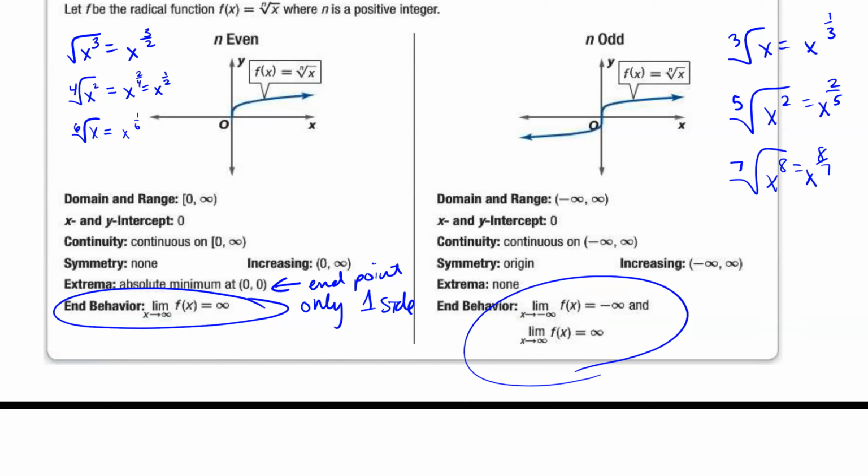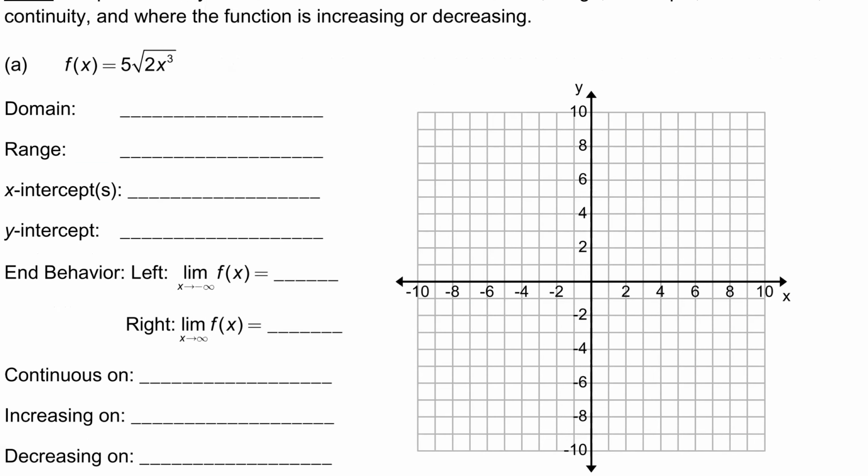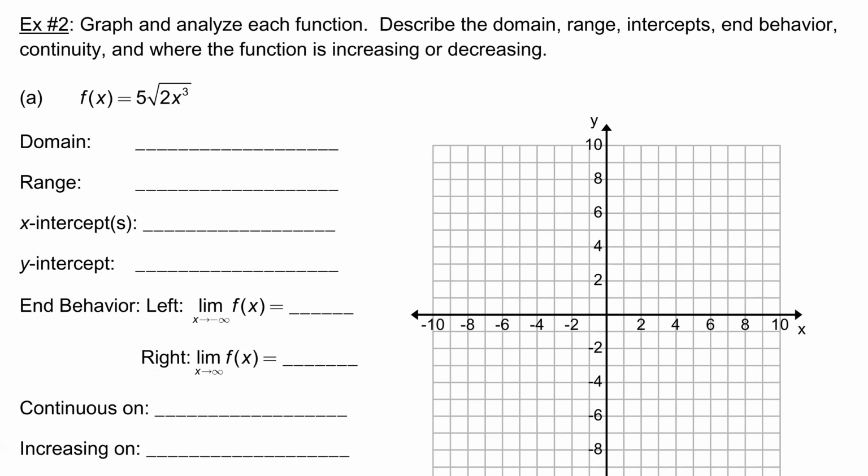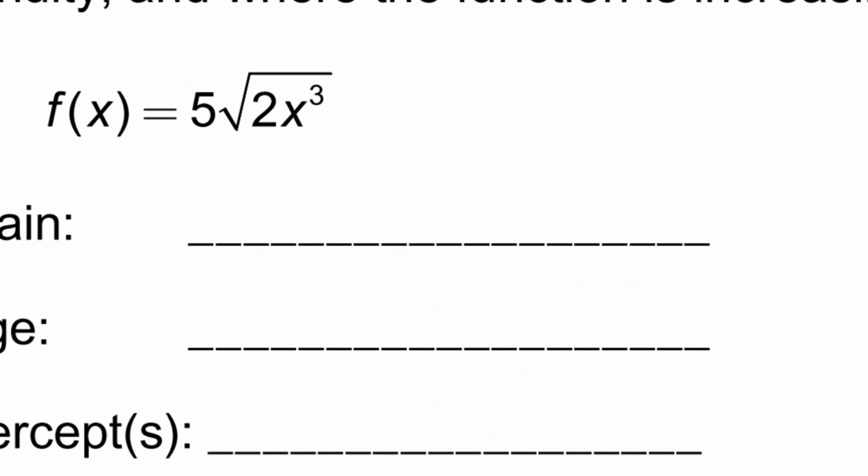Okay, time to try the next example. I think that would be a good stopping point after this example. So, graph and analyze each function. Describe the domain, range, intercepts, end behavior, continuity, and where the function's increasing or decreasing.